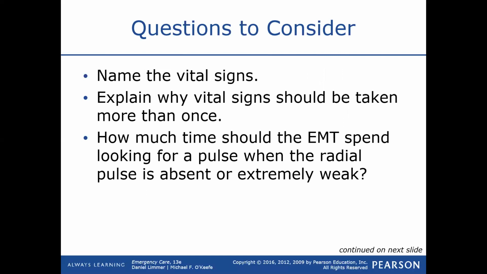Okay, questions for you guys to consider. Name the vital signs. Which vital signs are we taking? Why should they be taken more than once? How much time should the EMT spend looking for a pulse when the radial pulse is absent or extremely weak? That's actually a pretty good question. There are times where you have a really weak pulse and you have trouble finding it, and it's happened quite a few times throughout my career. If you really can't find that radial pulse, you should be checking for a carotid pulse.